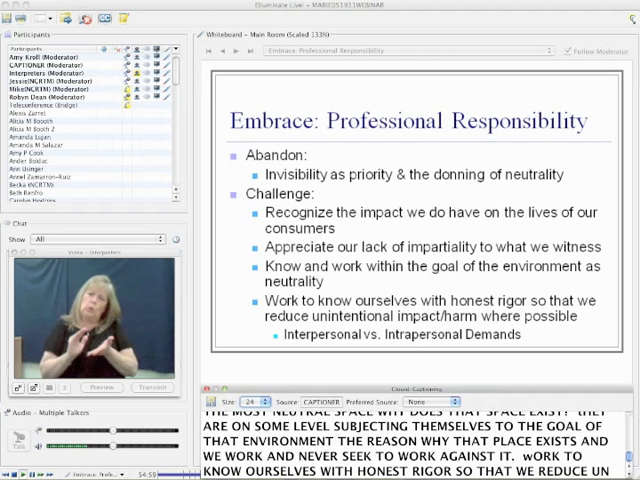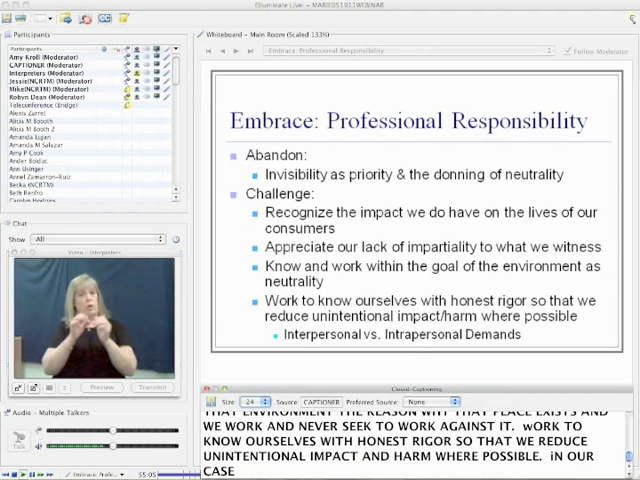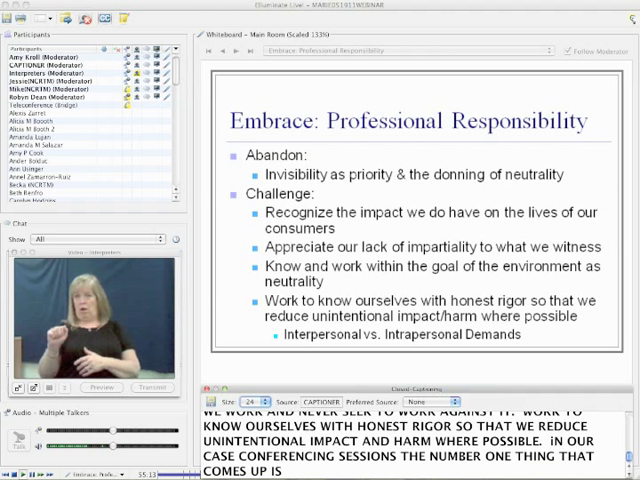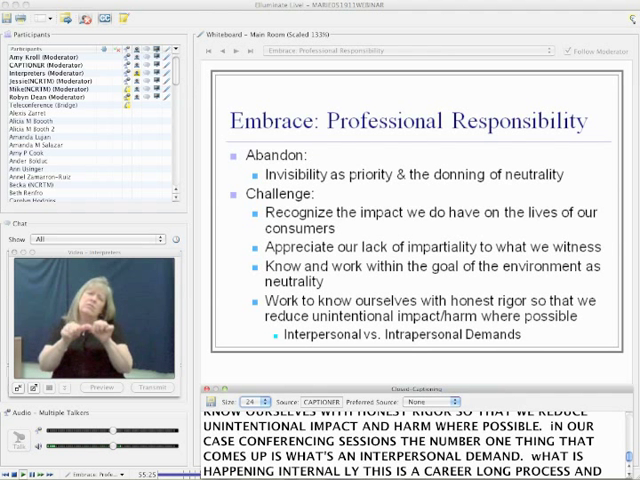When I spend time talking to interpreters, in our case conferencing sessions, I would suggest over and over again the number one thing that comes up is this distinction between what is an interpersonal demand, a demand that is happening between the consumers and myself, and what is happening internally. This is a career-long process to know what's happening internally and to make that distinction between what's happening outside of you.